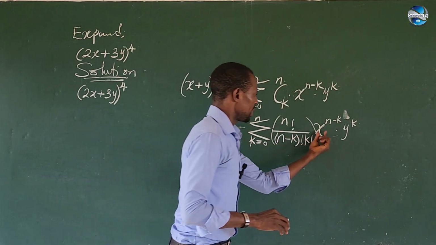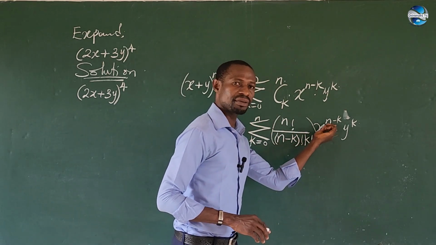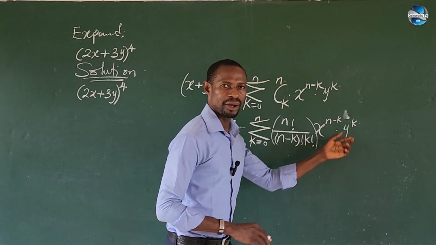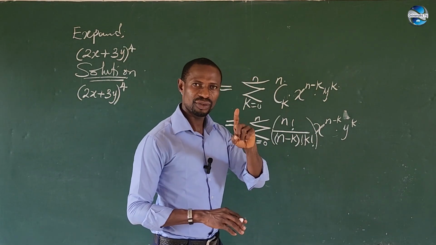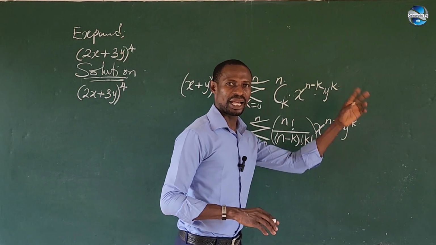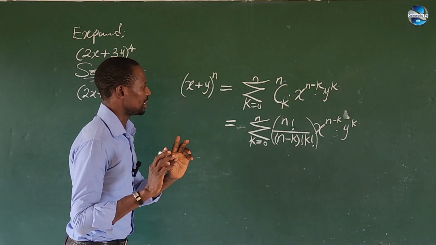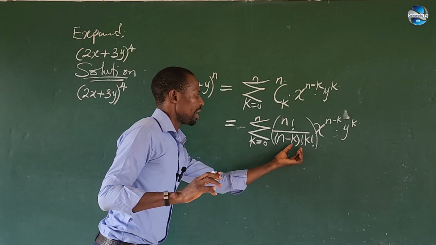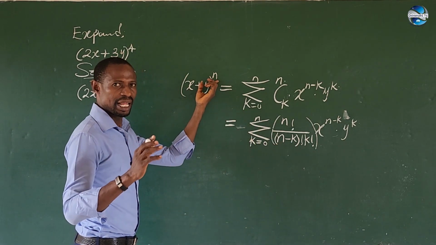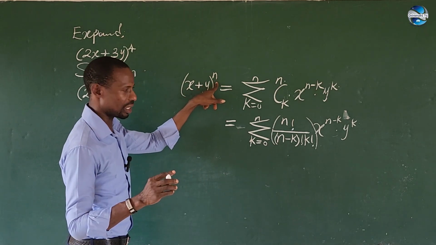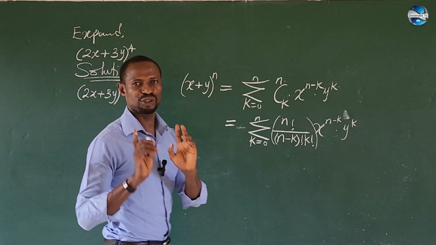Now the power of x, which is the first term, will be decreasing. Meanwhile, the power of y will be increasing. So this decreases by 1 and this increases by 1. So how do we now get the coefficient of the terms? If the value of n is very large, we can get the coefficient from our Pascal triangle.